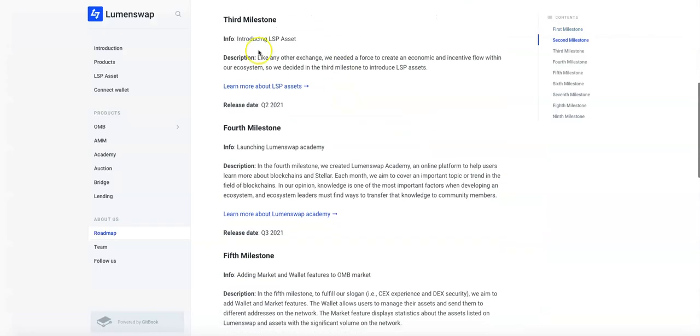So, third milestone, introducing the LSP asset. This is just about 3 weeks or more from time of recording this video at the end of August. Since we saw the introduction of the LSP asset, and that was just an incredible auction. I've been in crypto for quite a number of years, and I've never seen anything so brilliant. It's simple and brilliant.